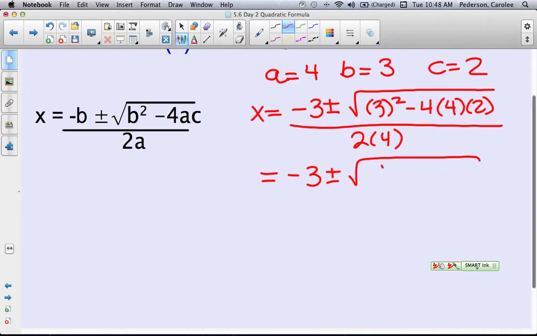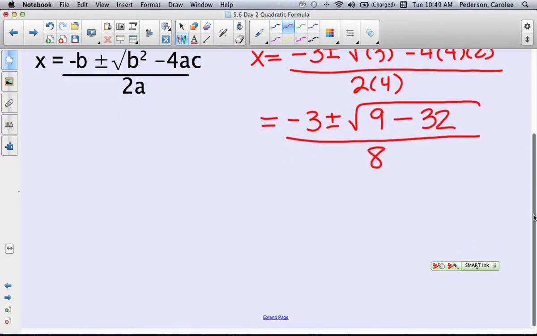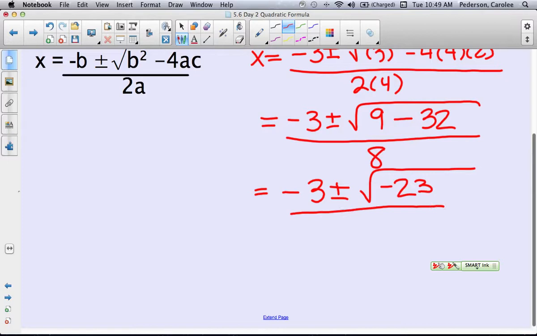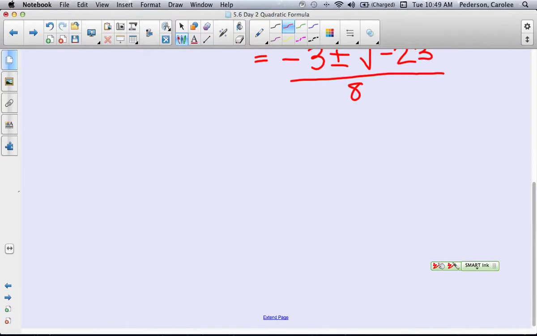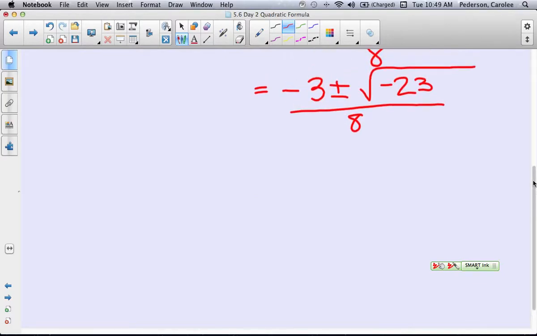3 times 3 is 9. Negative 4 times positive 4 is negative 16 times positive 2 is negative 32, all over 8. Now we reduce the radical. Negative 23 over 8. What comes up again is a negative radical. So we have to remove that negative and replace it with an i out in front.